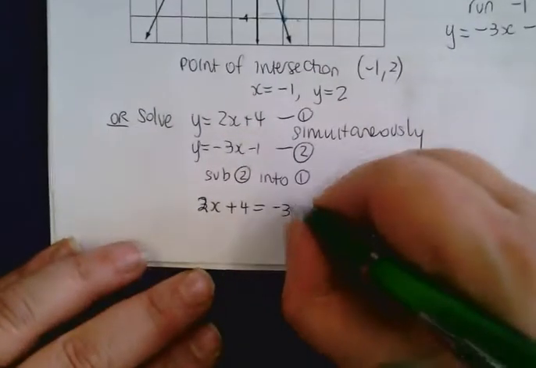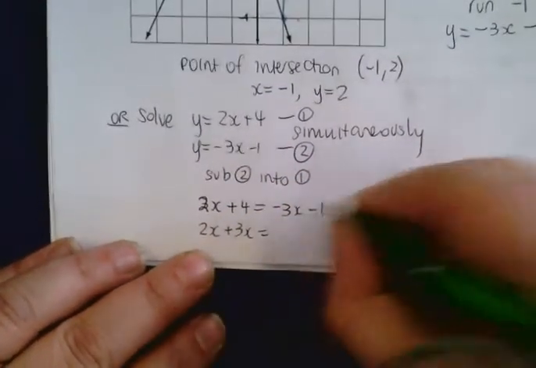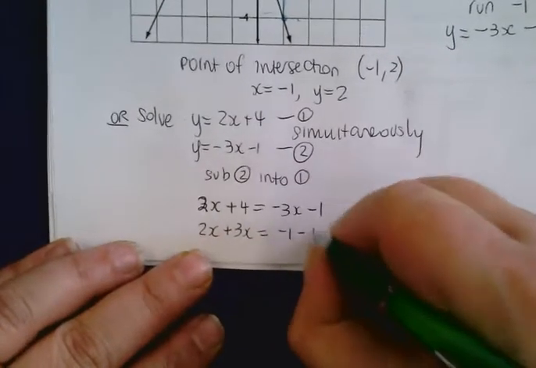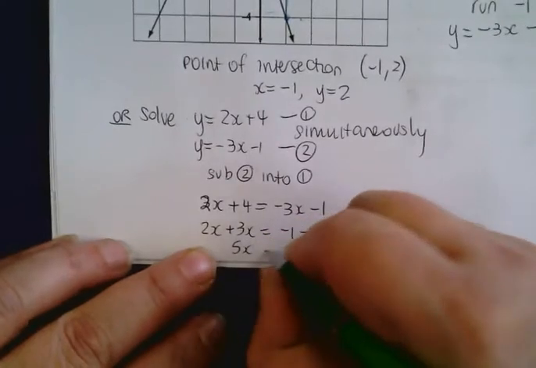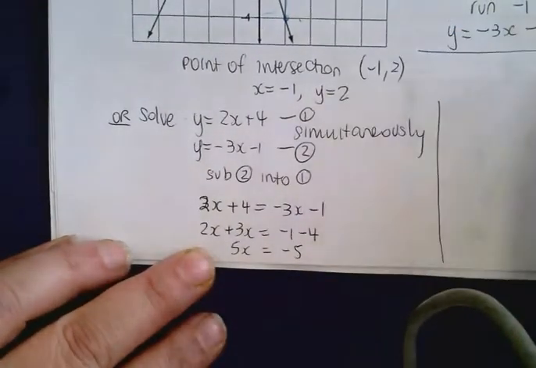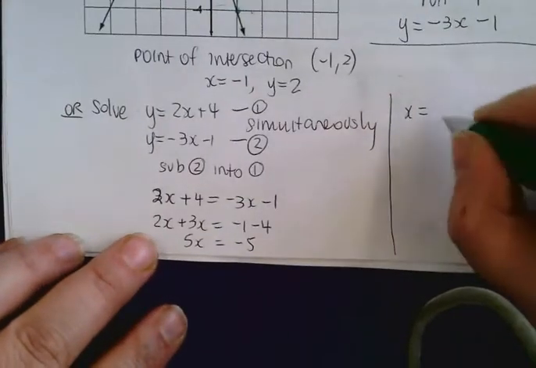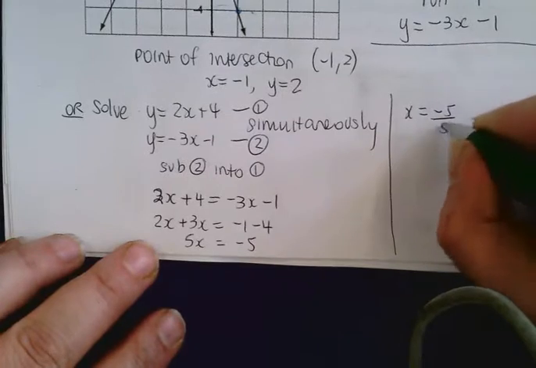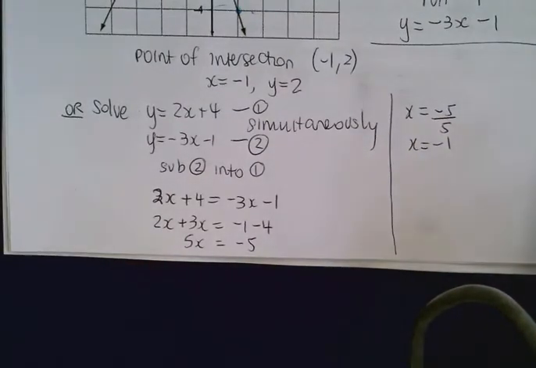So now what do I do? 2x plus 3x equals negative 1 minus 4. And so we've got 5x is negative 5. And I'll keep going. And so how do you work out x? Don't you divide by 5? x is negative 1. Do you remember these?